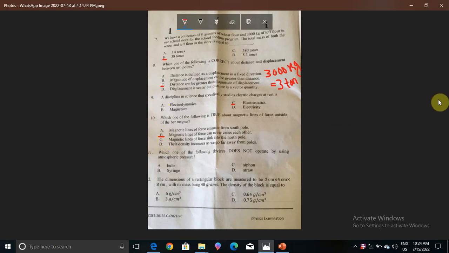Now question number 11 it says, which one of the following devices does not operate by using atmospheric pressure? It will be bulb, because atmospheric pressure we can use like in syringe, siphon, straw, but bulb, no, it's in circuits. So the one which is not operated by using atmospheric pressure is A.